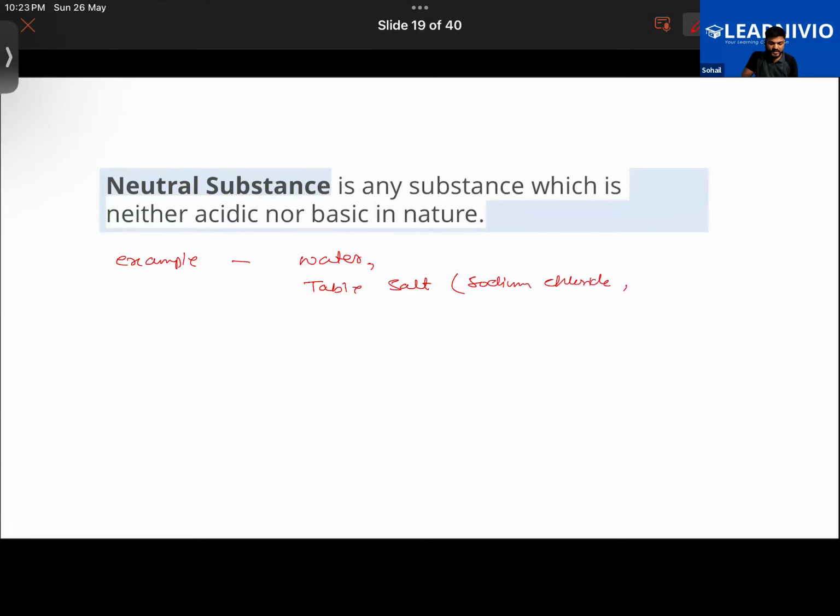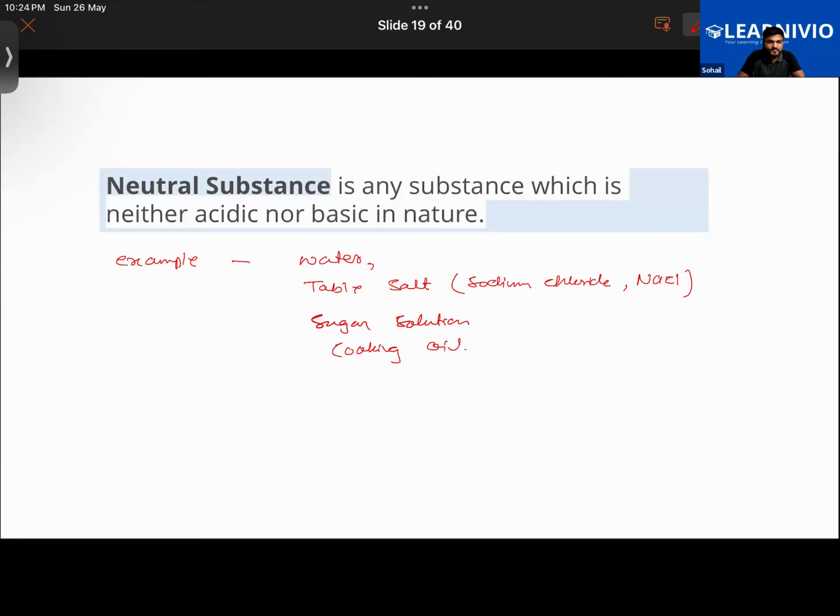Or you have sugar solution. The solution of sugar is also neutral. Or you have cooking oil. All these are some of the well-known examples of neutral substances which we have around us. Okay? So that is all about neutral substances. Nothing too technical about it. Let us learn about this.